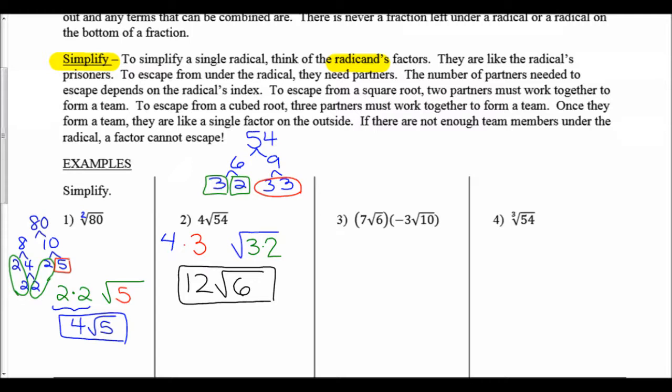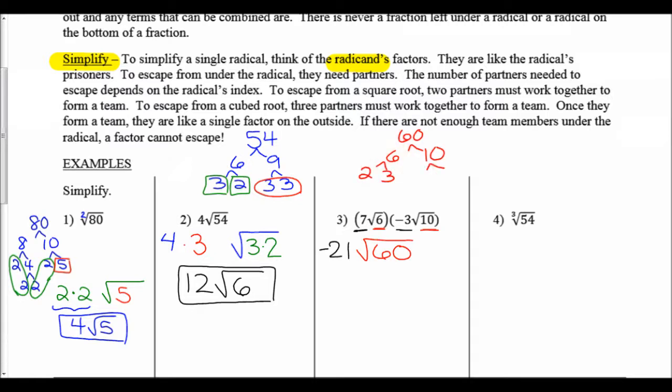In example 3, I have 2 different radicals that are being multiplied together. When I'm multiplying radicals, the outsides go together, so my 7 times my negative 3 is negative 21, and my insides can be multiplied together. I have the square root of 6 times the square root of 10, which is the square root of 60. Since my next step is going to break the 60 down, I could have just left it as 6 times 10 if I didn't want to do the multiplication in my head.